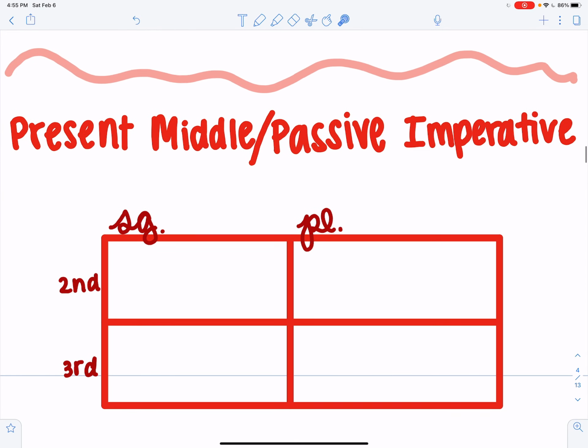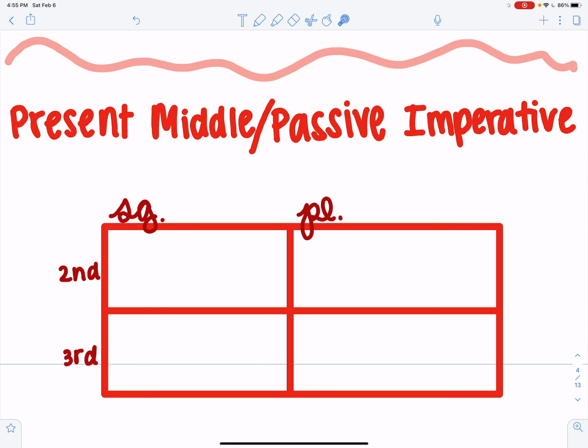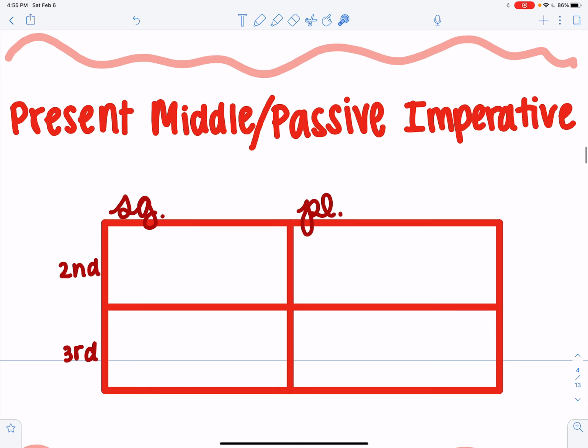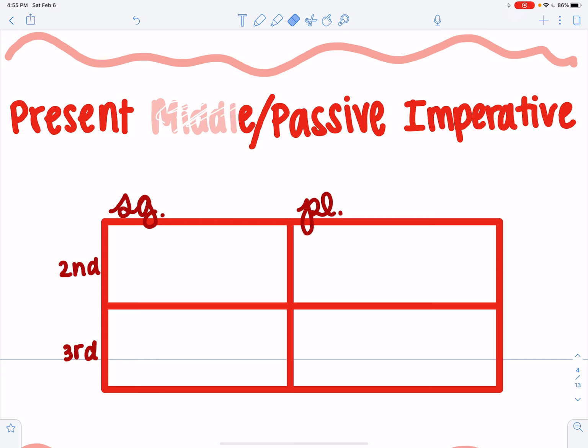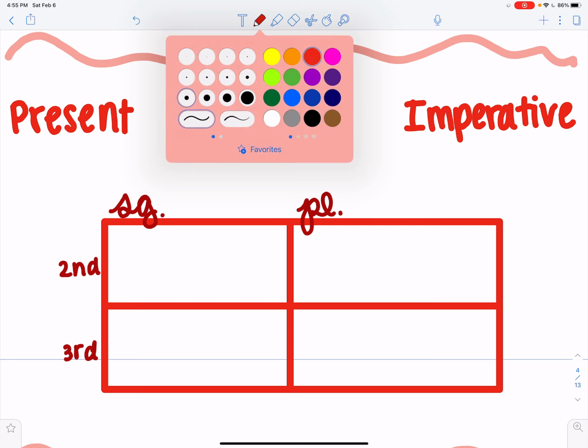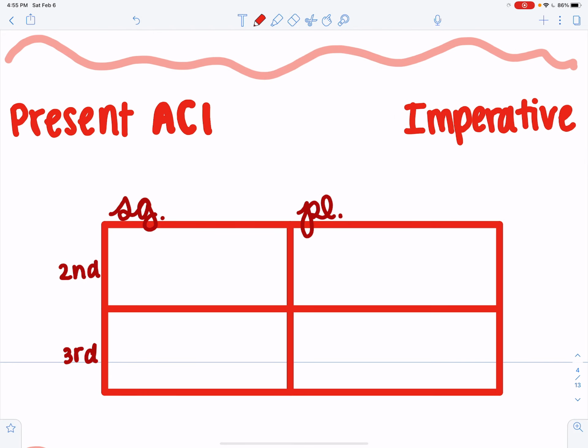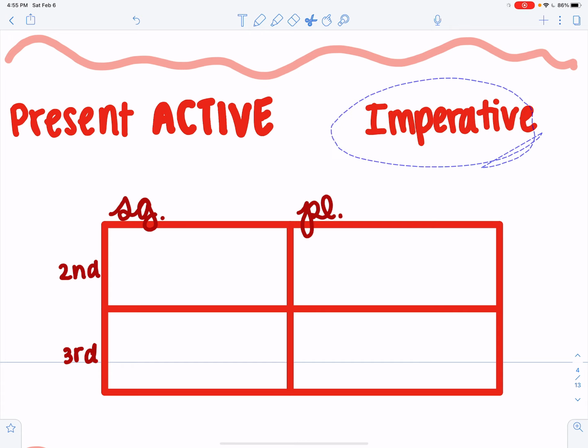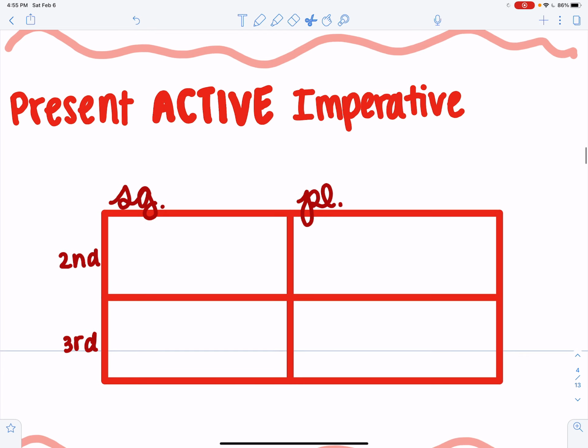Okay, and now we are on to our last forms we're going to learn, the present active imperatives. This should say active. That's my bad. Present active imperative. So, just like with any other imperative that we learn, this is only going to exist in the second and third person, and we have forms in both the singular and plural.